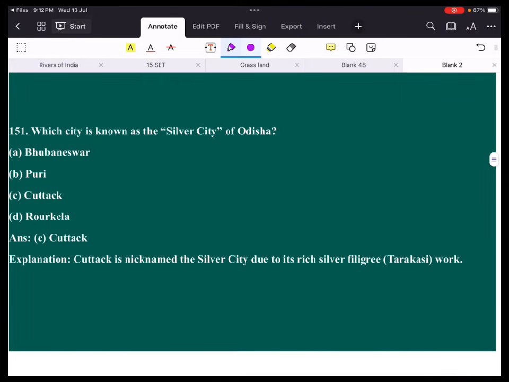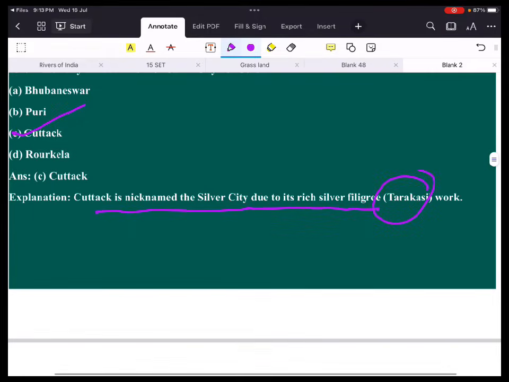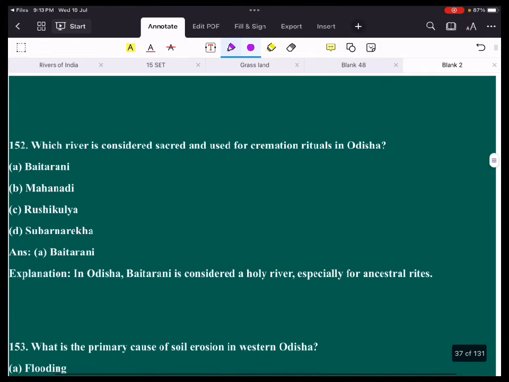Which city is known as the Silver City of Odisha? That is option C, Cuttack. Cuttack is nicknamed Silver City due to its rich silver filigree Tarakasi work. Which river is considered sacred and used for cremation or rituals in Odisha? That is option A, Baitarani. Baitarani is considered a holy river, especially for ancestral rites.